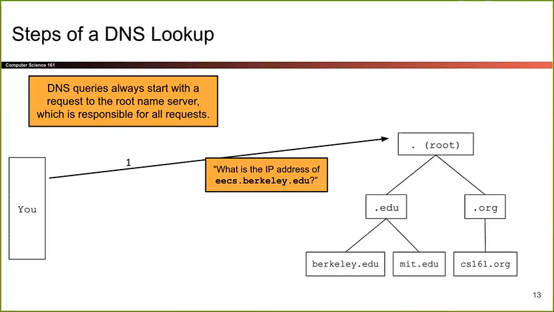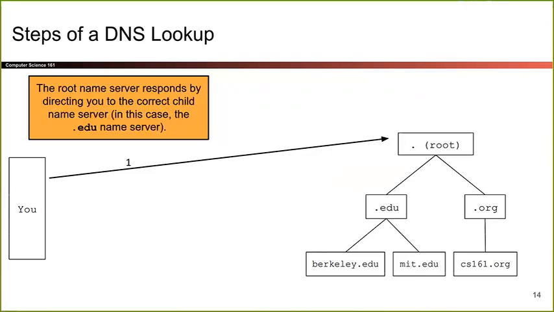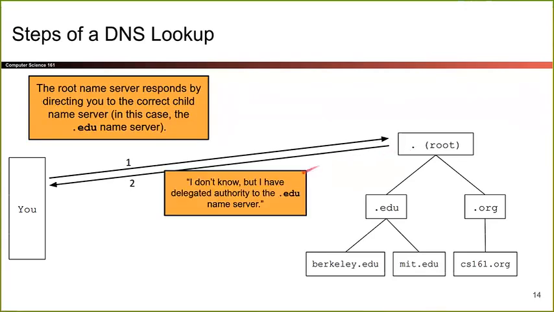So that's our goal. The first thing we'll always do is ask the root, do you know the IP address of eeks.berkeley.edu? And the root will say, I don't know, but I can get you closer. Even though I, the root, don't know the answer, I'll tell you that you should talk to this .edu name server. Because the domain we're asking for is eeks.berkeley.edu, it makes sense that we're going down the edu branch and not the .org branch or the .com branch.